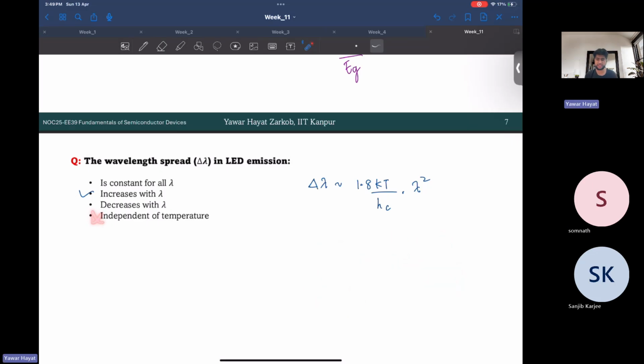So this is wrong because it does depend upon temperature. Okay, you can come up with more variants of this problem, given this formula. So what about this? Suppose you have a red LED and you have a blue LED. This full width half maximum, delta lambda, for which LED would this be larger?